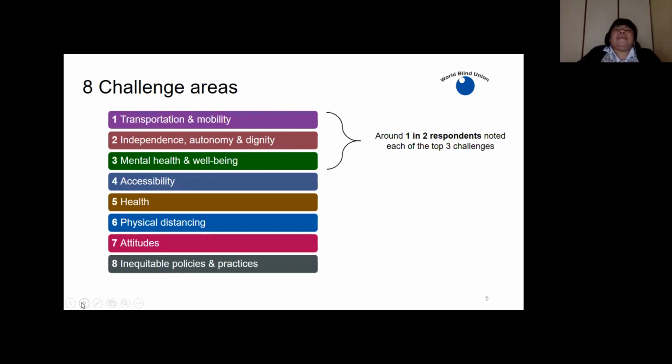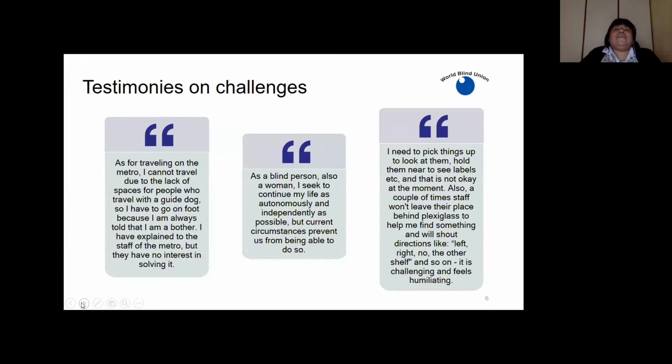Next slide, please. We have now testimonies of these challenges. There are some quotes of people reporting the problems. For instance, I have asked about traveling on the metro. I cannot travel due to the lack of spaces for people who travel with a guide dog. So I have to go on foot because I am always told that I am a bother. I have explained to the staff on the metro, but they have no interest in solving it.